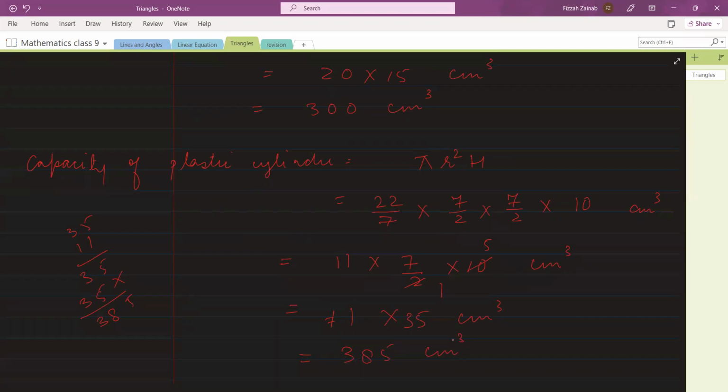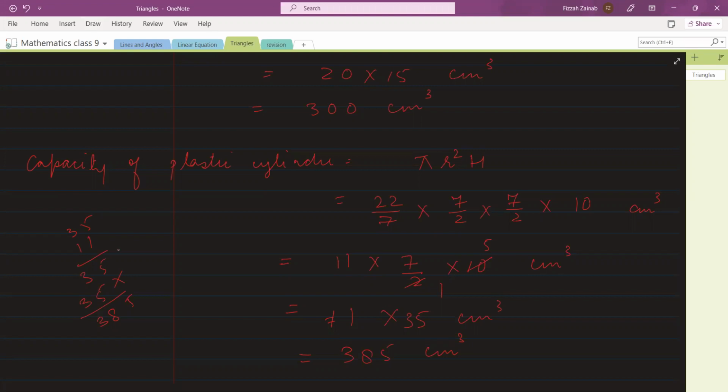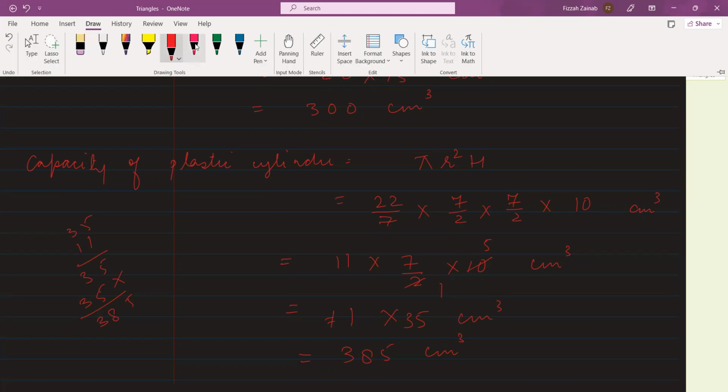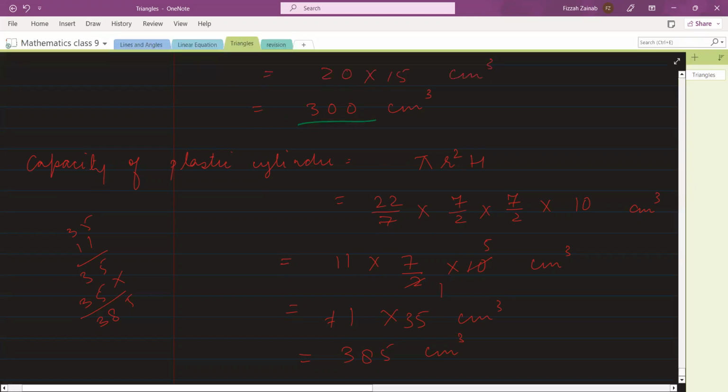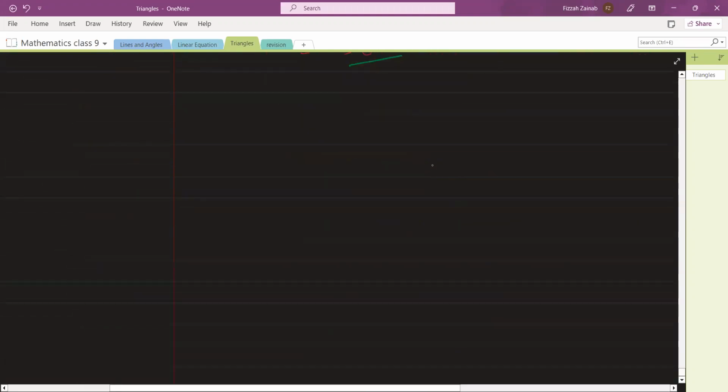So which one has a greater volume? Cylinder or cuboid? Come on. See, you people have to speak. Now this is 300 and this is 385. So which container is having a greater capacity? Plastic container. Plastic container, yes. So you will write because it is asked in the question.